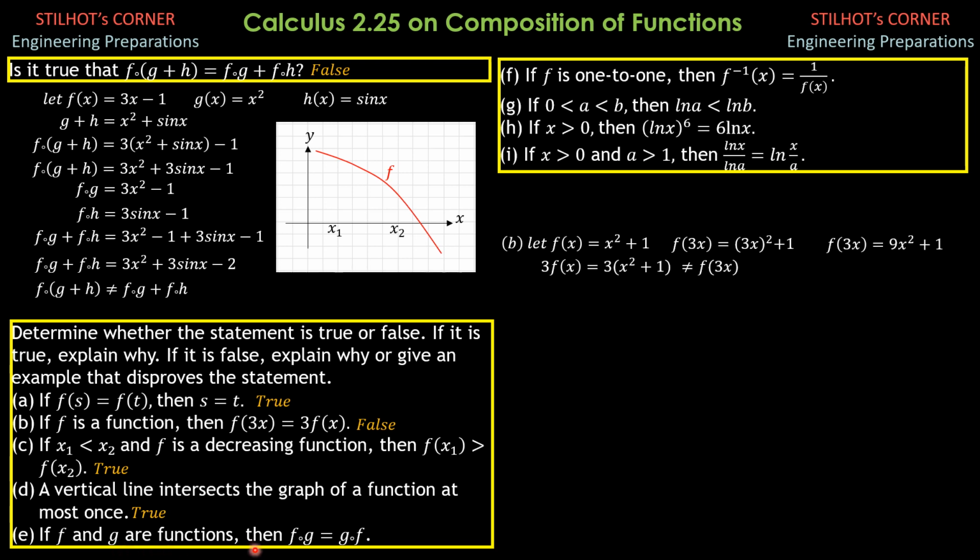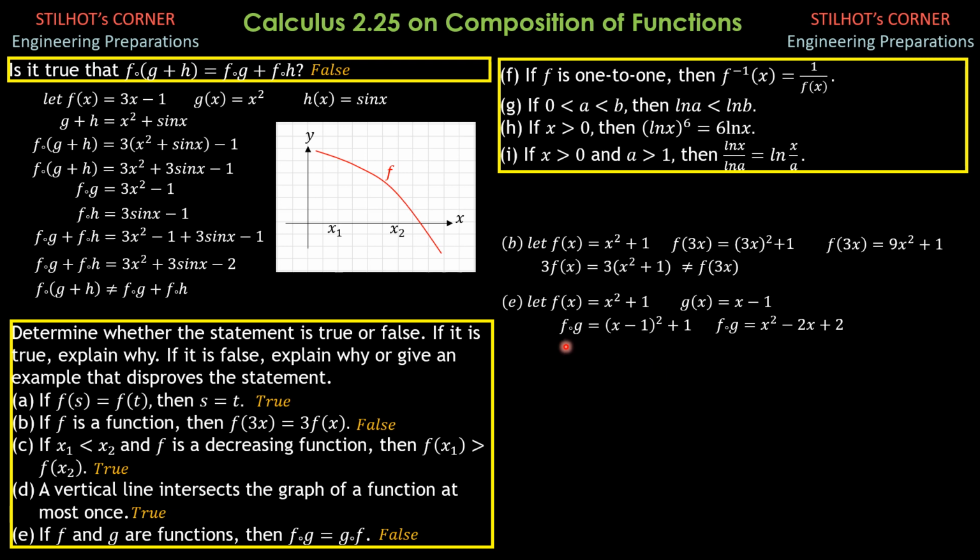If f and g are functions, then f of g equals g of f. By experience, this is false. Let's consider an example. Let f of x be x squared plus 1 and g of x be x minus 1. So f of g would be quantity x minus 1 squared plus 1. If we expand that, x squared minus 2x plus 1 plus 1, so that would be x squared minus 2x plus 2.